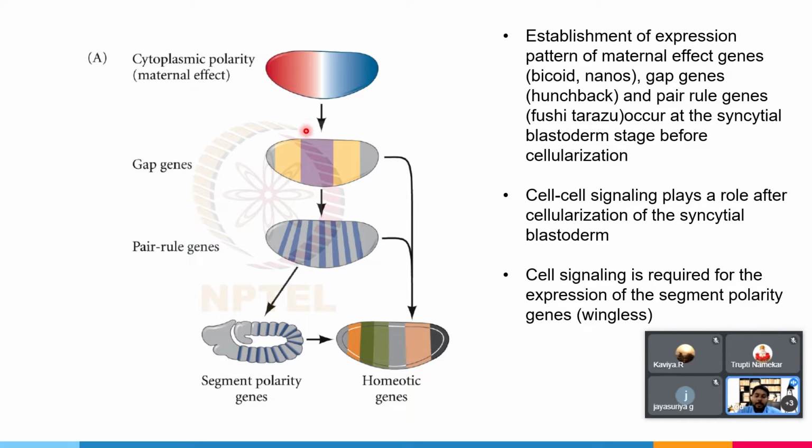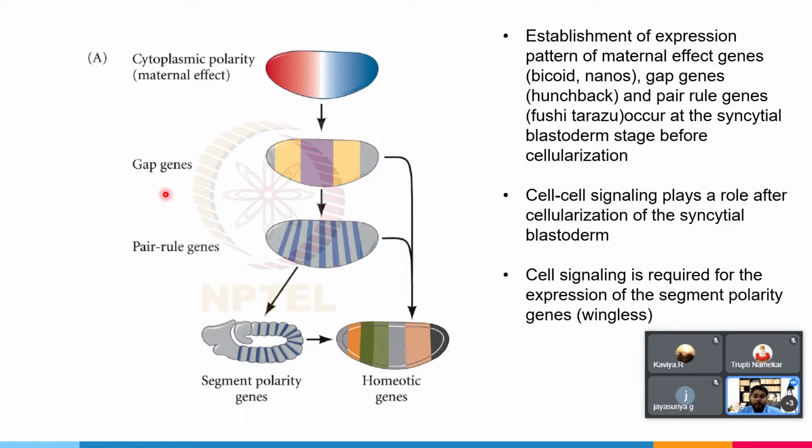So here this can show us a gradient of bicoid, which is present in the anterior, and nanos in the posterior. So this is the first step, the maternal effect genes causing a polarity-like asymmetry in the embryo. Next, we have to remember that at this particular stage, the zygotic nuclei are still transcriptionally inactive. That is, only the maternal mRNAs are playing a role at this step.